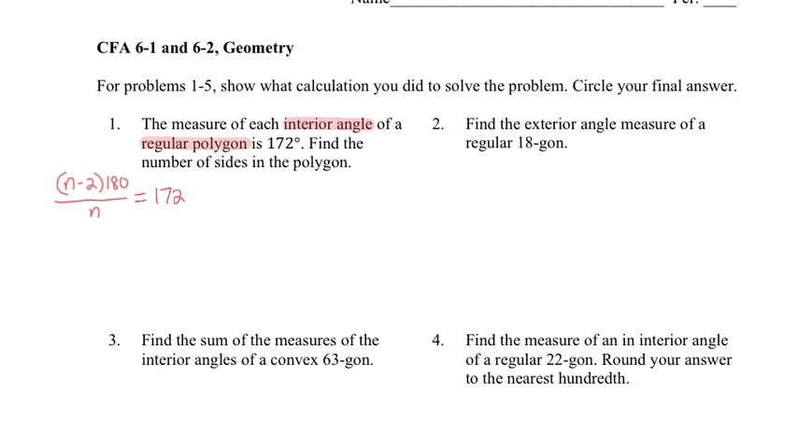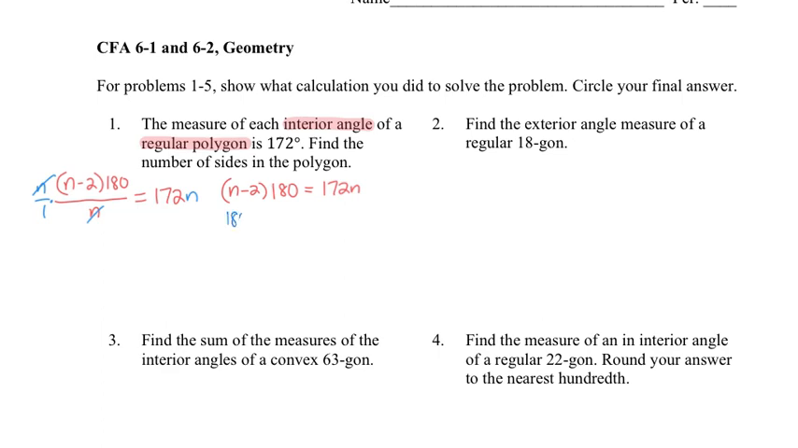I also showed some classes that you could have just said, I know that the sum would be n minus 2 times 180. And then if you have 172 for each angle, and there are n sides, the sum would be 172 times n. So you can set it up this way. That is just the second step of this equation, because I would multiply each side by n to get there. When you multiply each side by n, those n's cancel out, and you end up with the same exact thing. Then we can solve that. I do have another way to solve it, and I'll show you in a second.